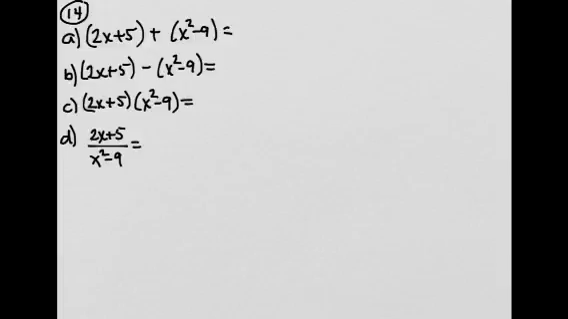Alright, so 14, again, combine like terms. We're adding the two functions together. So there's only 1x squared, so that one you bring down. There's only 1x, so you bring it over. And then there's a 5 and a negative 9, so that gives you negative 4.